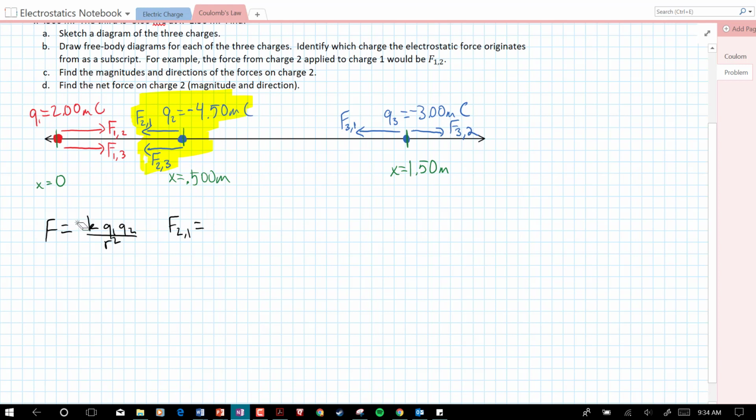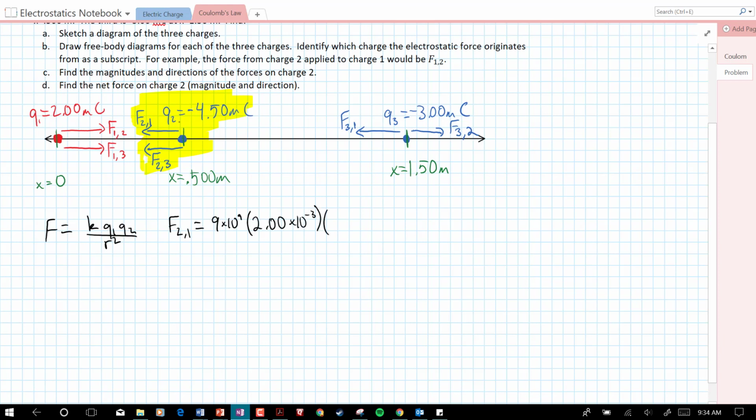Let's get rid of that negative sign in Coulomb's law. That's unnecessary. Force on 2 from 1 is equal to K, which is 9 times 10 to the 9 newton meters squared per coulomb squared, times Q1, which is the first charge. Since we're looking at charges 2 and 1, I'm going to make Q1 actual charge 1. So let's make that 2.00, since it's millicoulombs, times 10 to the minus 3 coulombs.